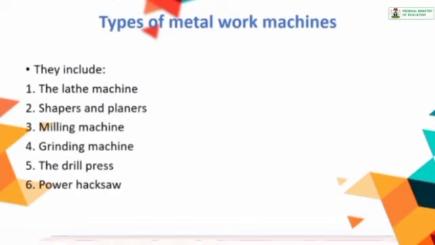The types of metalwork machines that we said in the last class include the lathe machines, the shapers and the planers machines. We have the milling machine, the drilling machine, the drill press, and the power arc saw. I repeat, the types of metalwork machines that we have: the lathe machines, the shapers and planers, the milling machines, the drilling machine, the drill press, and the power arc saw.